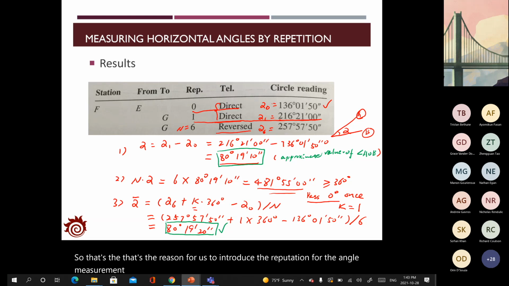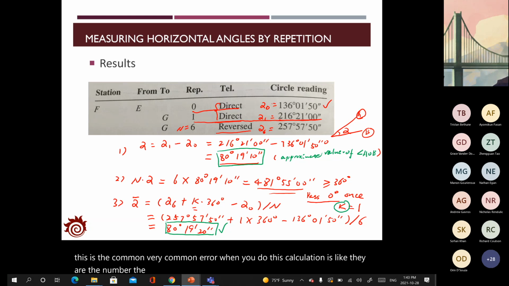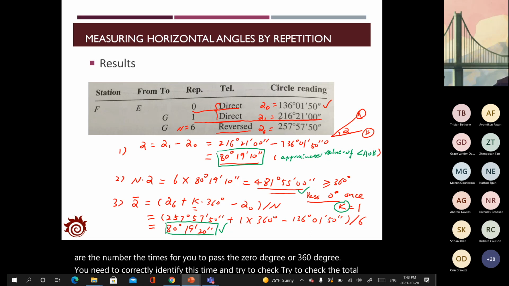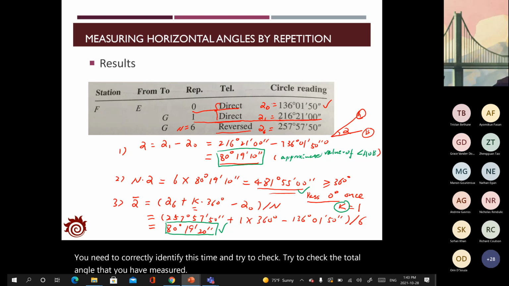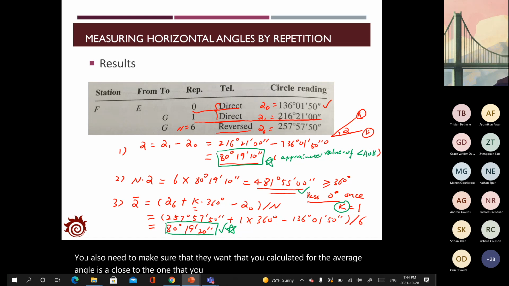And the most important part for this measurement, and also the very common error when you do these calculations, is the times for you to pass the 0 degree or 360 degrees. You need to correctly identify this time, and try to check the total angle that you have measured. You also need to make sure that the average angle you calculated is close to the one that you measured from the first direct measurement. The difference of these two values should not be very large.